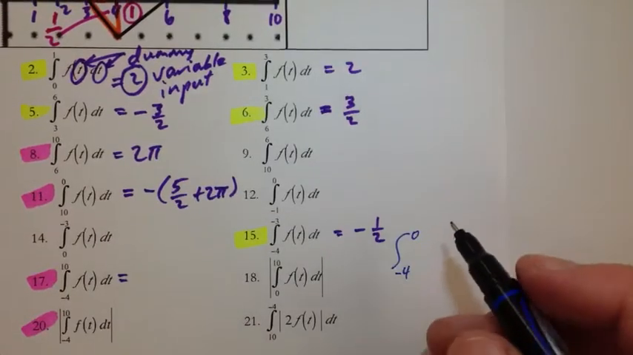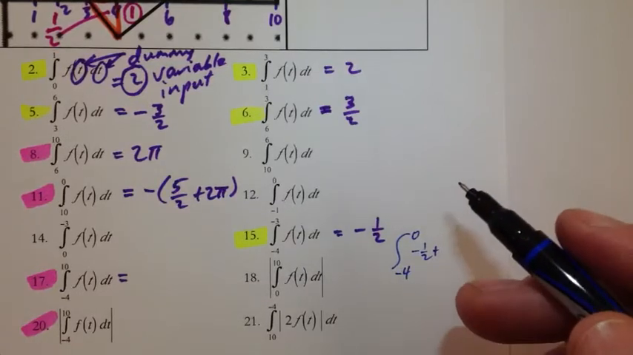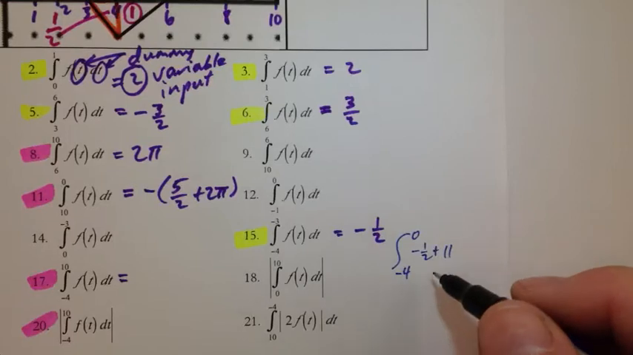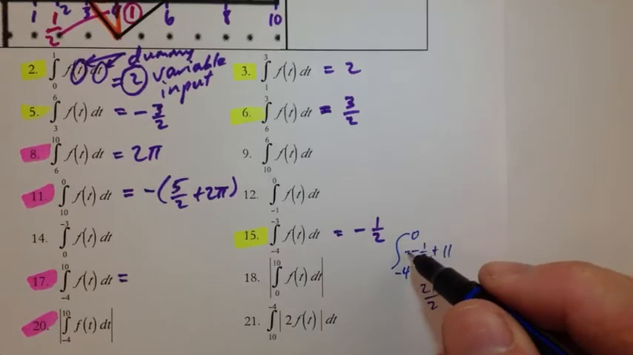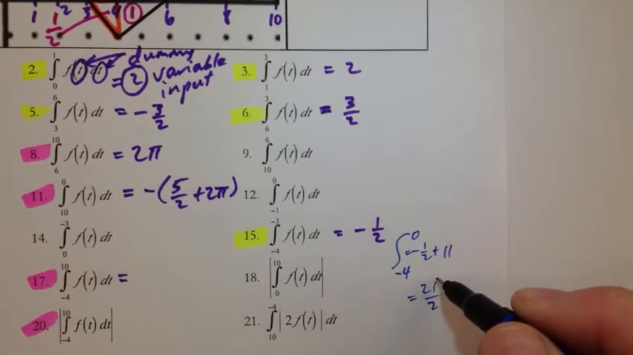I just have to figure that out first. That's a negative 1/2 plus, what's all that area? 8 plus 3 is 11. So 22 halves minus 1/2 is 21/2. So the integral is equal to negative 1/2 plus, so that's equal to 21/2.